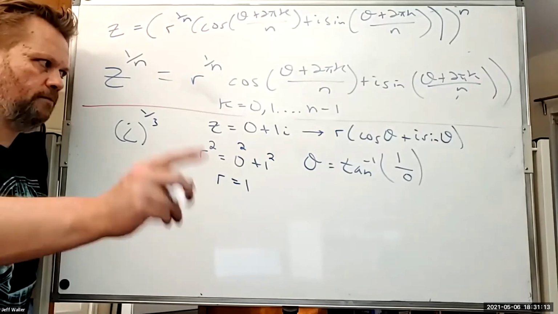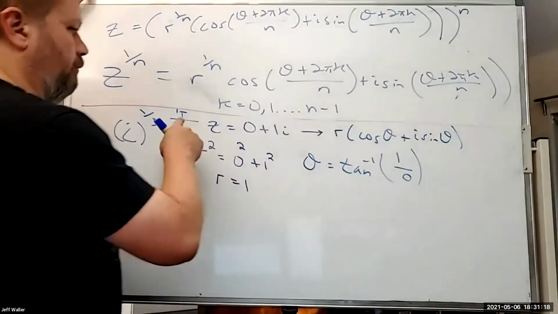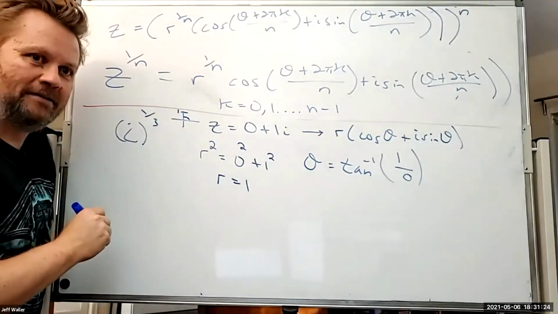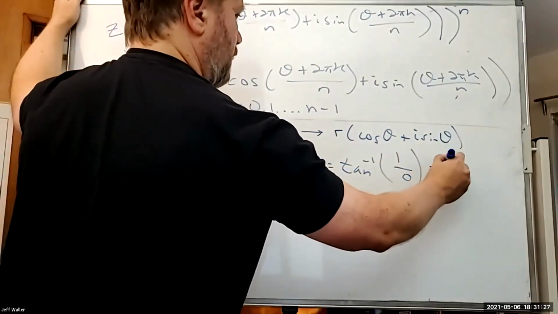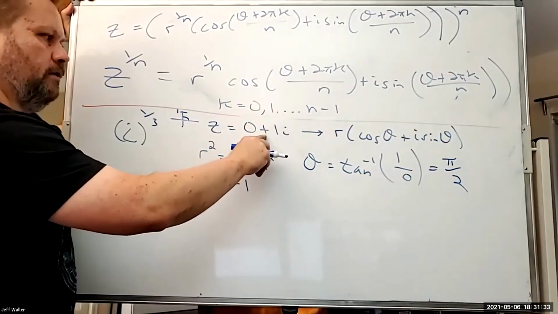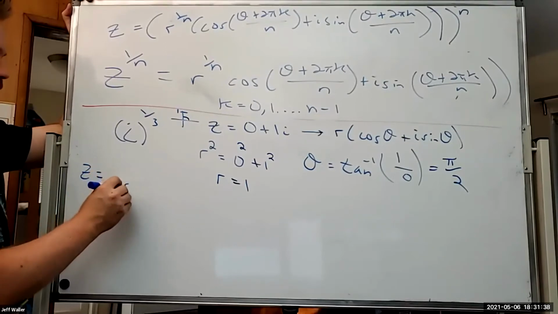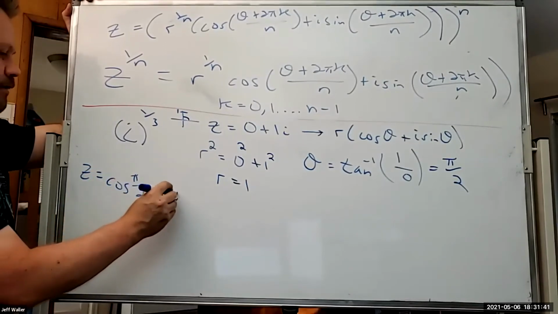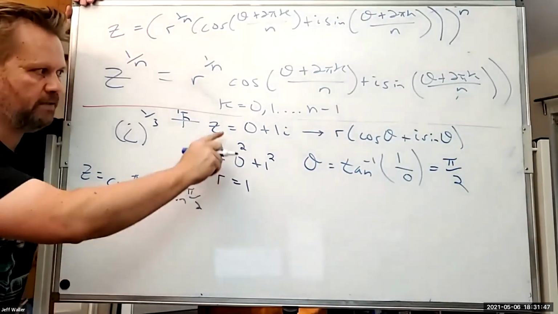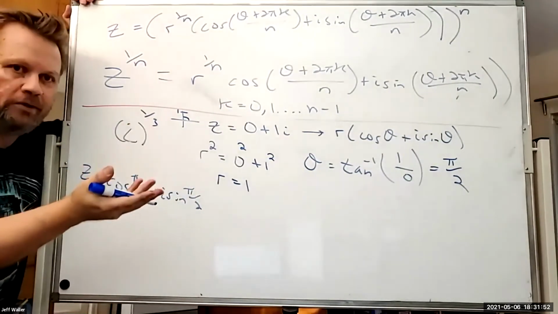And when is cosine 0? Pi over 2. And why do I know it's not 3 pi over 2? Because 0, 1 is up here. If you just graph this, you would know that it's at a 90-degree angle. So of course the answer is pi over 2. So our complex number looks like 1 times cosine of pi over 2 plus i sine of pi over 2. Now, you have to force yourself not to simplify this, because I want to do a 1/3 power of i. That's the whole problem.